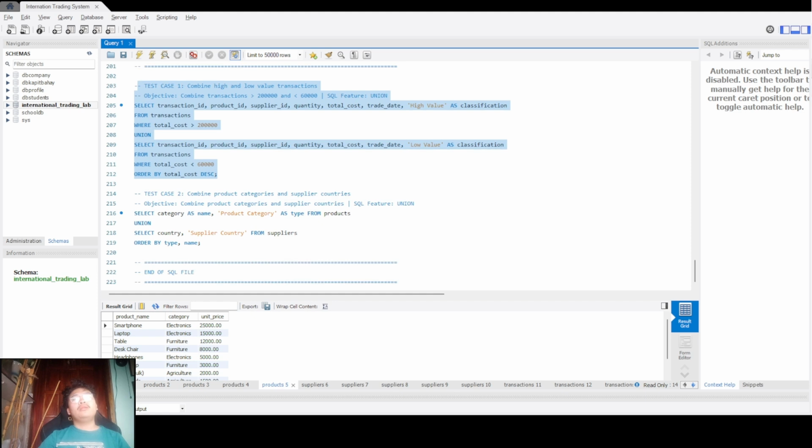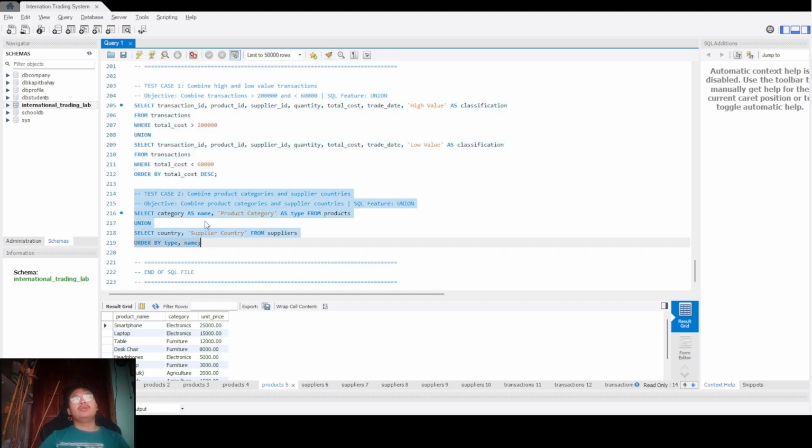So now next is test case 2. Here in test case 2, this is a creative use of UNION. It combines the product categories from the products table with supplier countries from the suppliers table into one list.